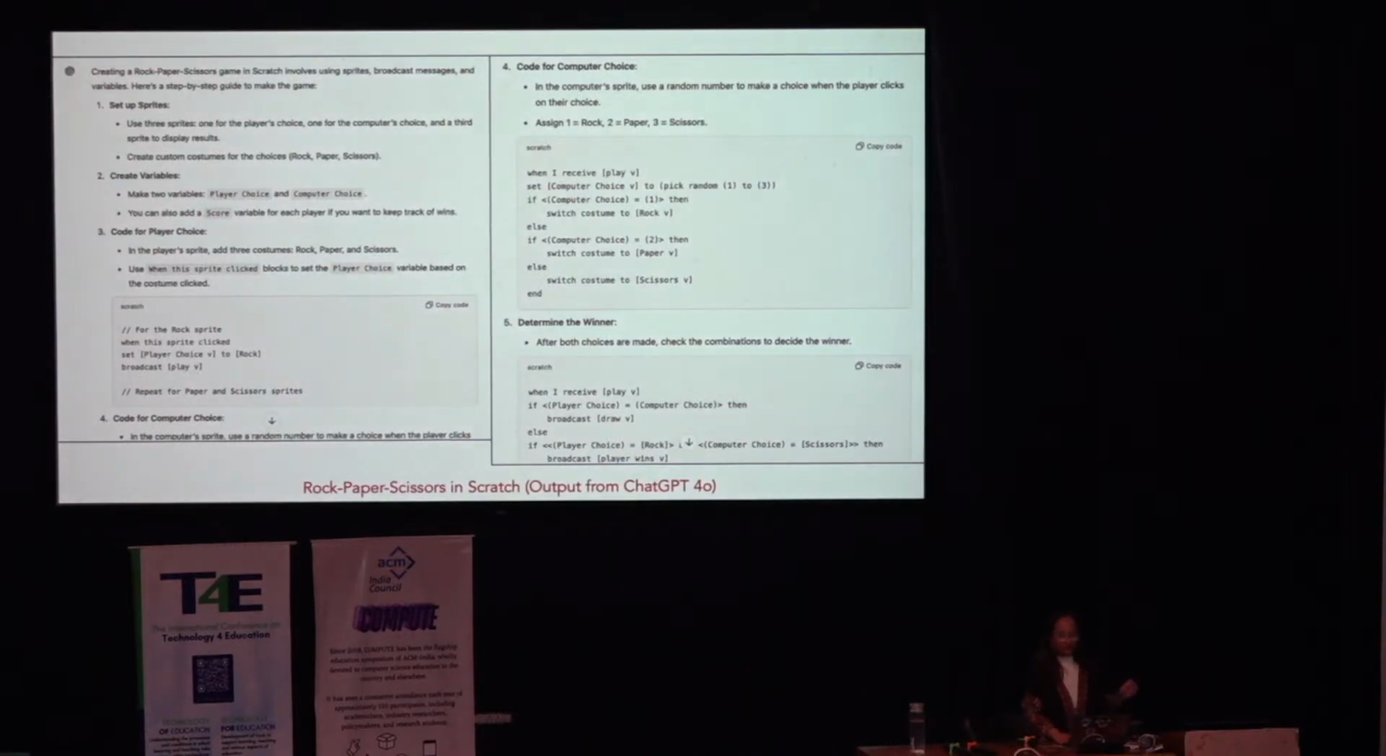LLMs have become remarkably good at producing accurate code, including code for block-based programming environments. So this is an output from ChatGPT 4o that I asked it to produce for a rock, paper, scissors game in Scratch, which happens to be a very popular learning environment for K-12 CS Ed. And even though it doesn't produce visual block code, it gives all detailed instructions of what sprites need to be created, what code goes into each sprite. It gives a rationale. It basically gives things like code for determining the winner, headers like that.